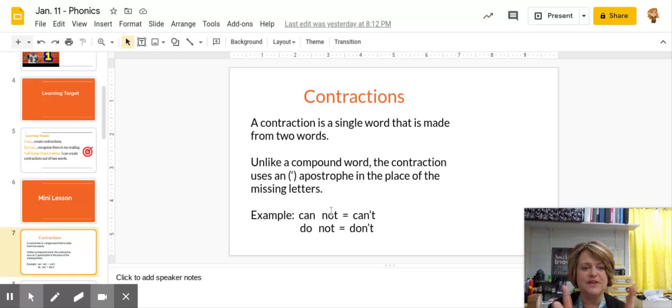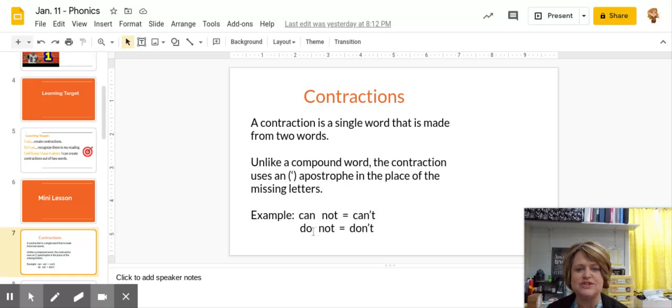cannot. When we put that together to make a contraction, it turns into can't. Look at how we took out that O. So we actually took out the N and the O. We kept can. The first word always stays the same. We took off the N and the O, and in place of it, we put the apostrophe. It's a placeholder. It just goes right in. It bumps it right out and sticks it in. So that changes the word, and then usually that last letter is what we keep.